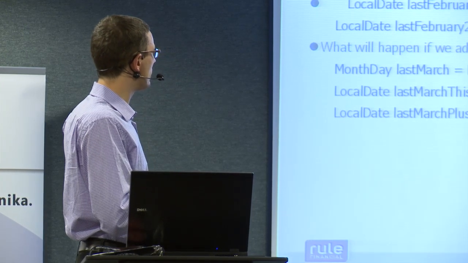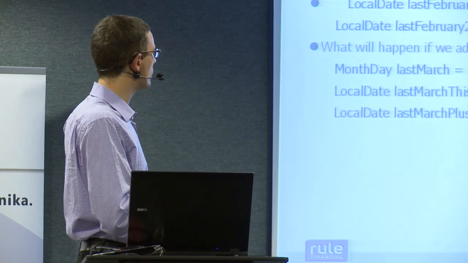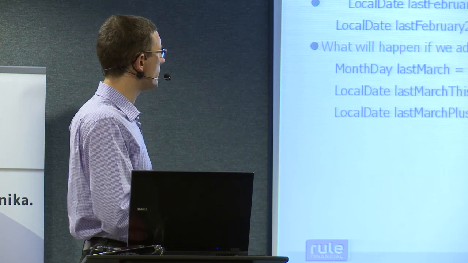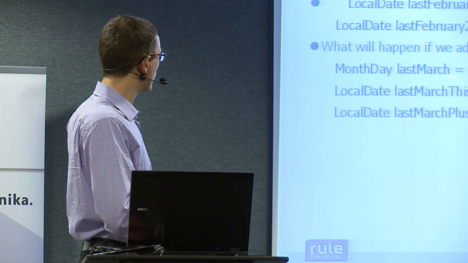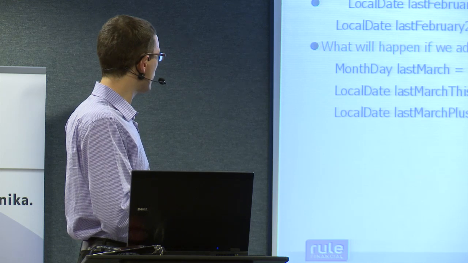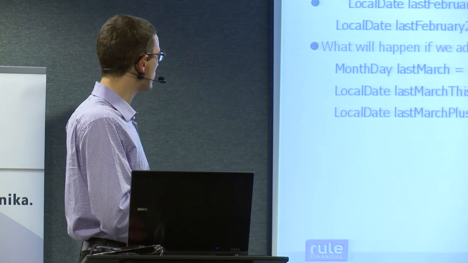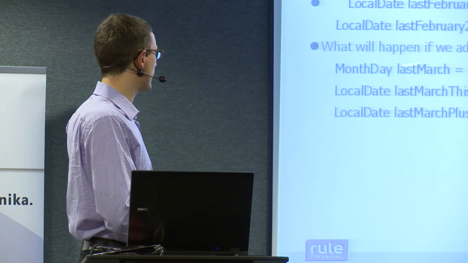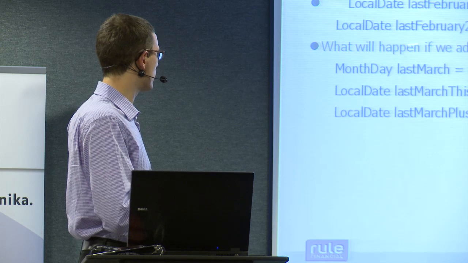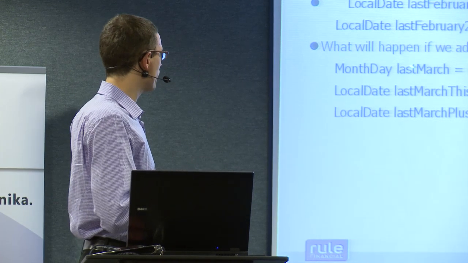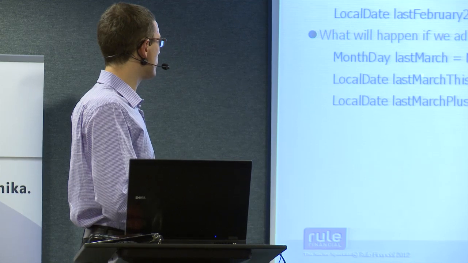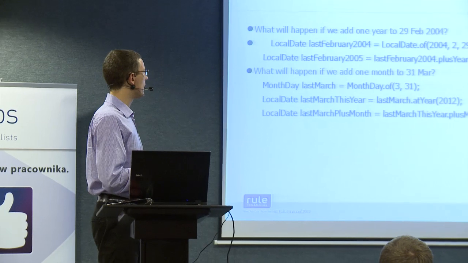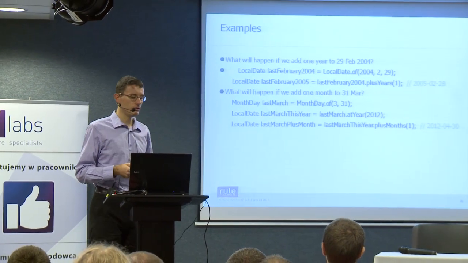The same thing with months. If you add 1 month to the 31 of March, you will get the 30 of April. By the way, here you see the example of month day, right? So first I create the month day, so there is no information about the year. Unfortunately, this class doesn't have the plus months method, so it's not able to calculate this. So first you need to convert it to the full local date by calling this add year, and then you can add the month, and you will get the 30th of April.